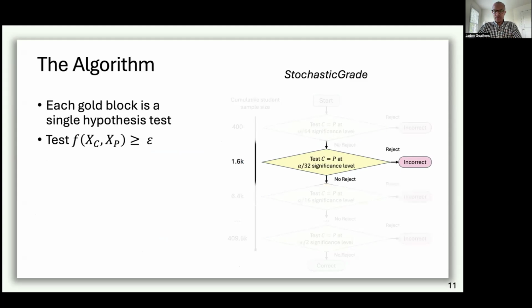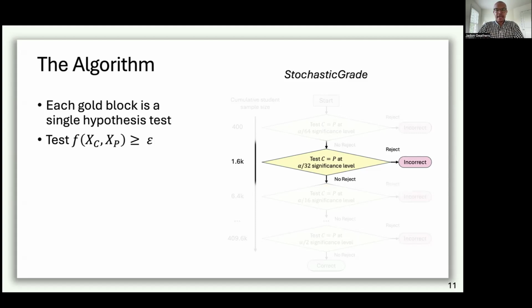We realize that each gold block in stochastic grade is just a single hypothesis test, and we're testing the same thing as in standard hypothesis testing. We are looking at whether the program is correct or not, using the disparity function and comparing the result of the disparity function to the rejection threshold. Again, if the disparity metric is larger than the rejection threshold, we mark the program as incorrect.